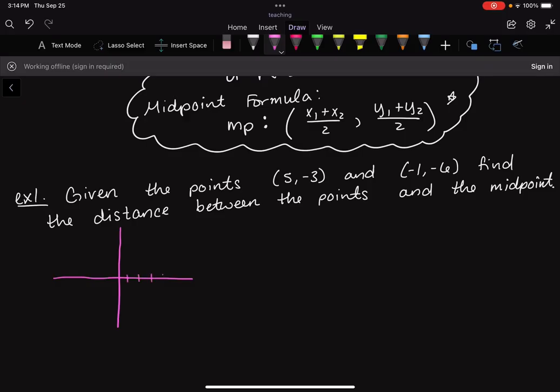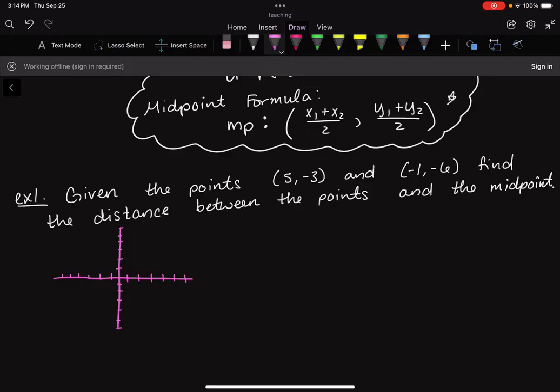1, 2, 3, 4, 5, 6. And it's just a little sketch, so it doesn't need to be amazing or anything.